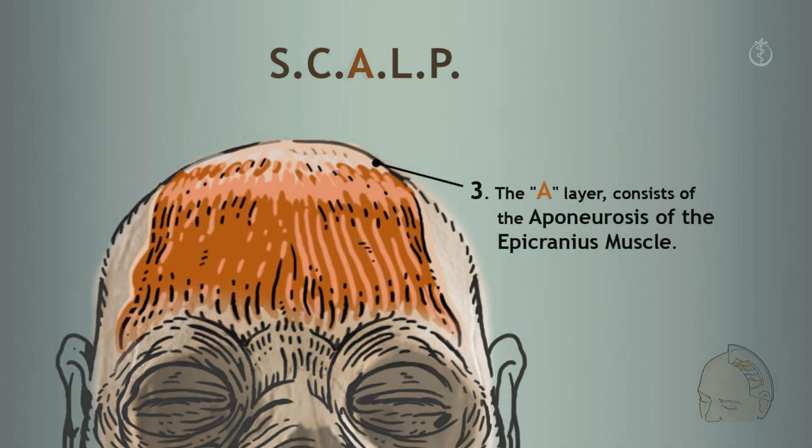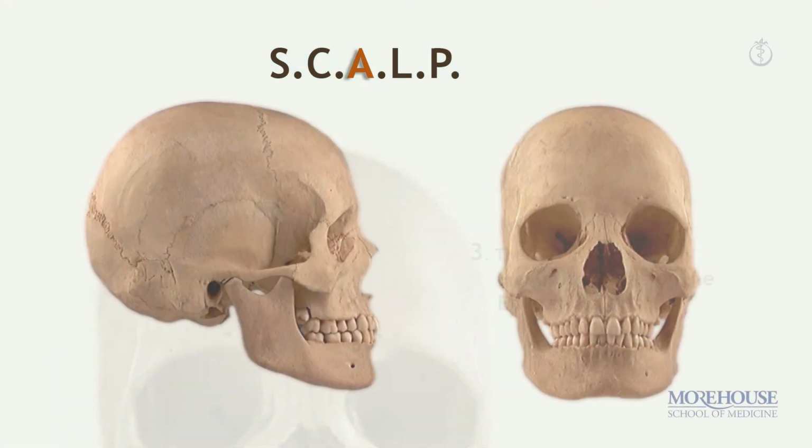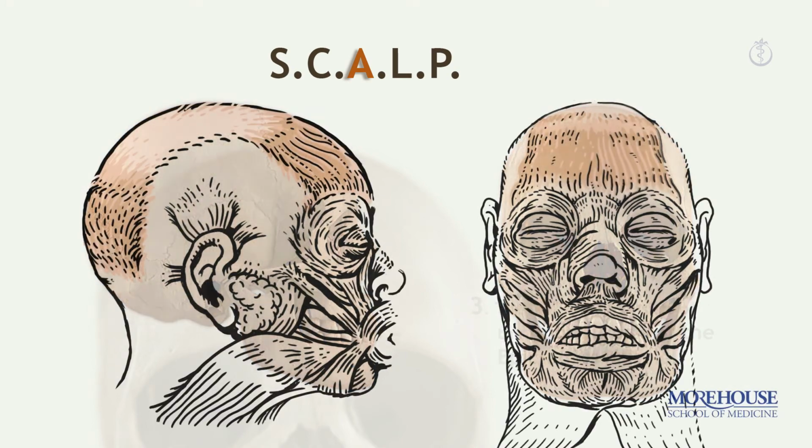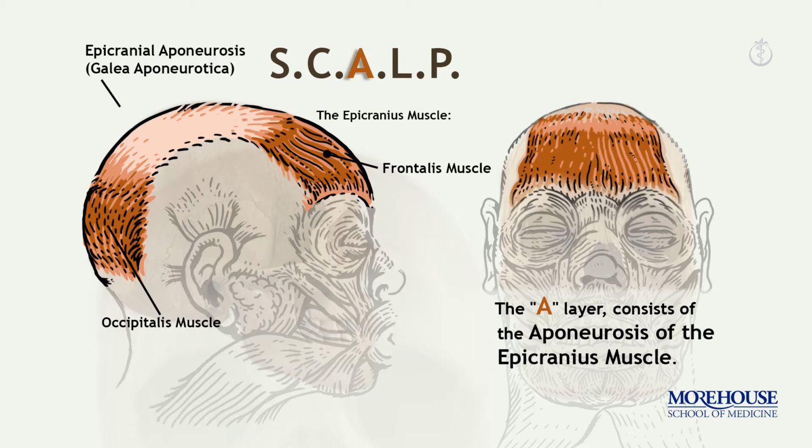Layer 3, the A layer, consists of the aponeurosis of the epicranius muscle. The epicranius consists of the frontalis and occipitalis muscles and the broad aponeurosis that connects them. This large sheet is responsible for movement of the scalp. We will look at this layer more closely in the following chapter on facial muscles.